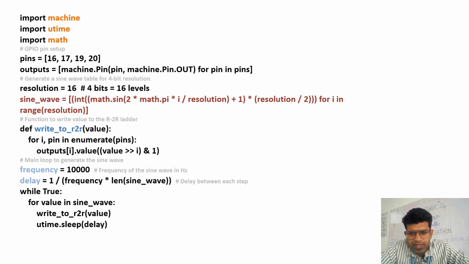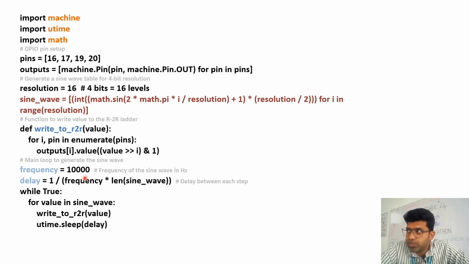So all these libraries have their own documentation. You can refer to their official website to understand more. And then I have set pins 16, 17, 19 and 20, which are the digital pins of the RP2040. I have connected them to the R2R network, and then the output, right? And then we have a resolution of 16 because it's a 4-bit DAC. And then the sine wave, this is the formula which is already available with this library. All you have to do is just put in the formula. And then I've written a customized function, write to R2R. This is to take in this value and continuously provide it to the system so that you get a sine waveform, right? And then for frequency, I've set 10,000.